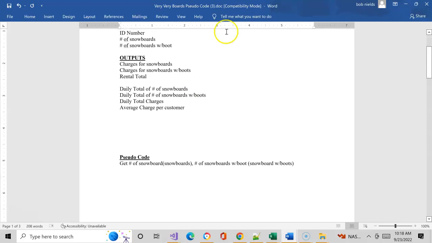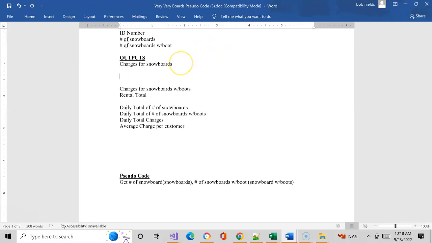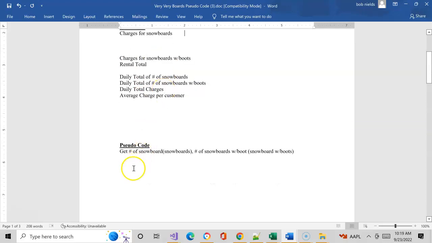All right. So what am I going to do? The first thing I'm going to do is solve for outputs one at a time. That's what it says on the design checklist. Solve for outputs one at a time. So that means if I have these in logical order, I'm going to solve for number 1 first. I'm going to solve for charges for snowboards. All right, so how do I do that?